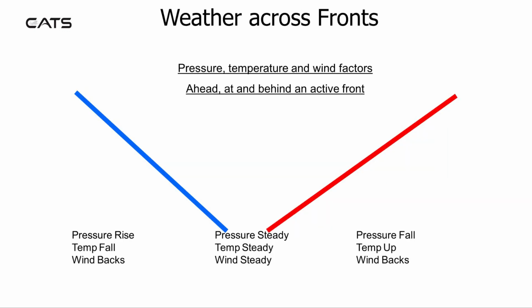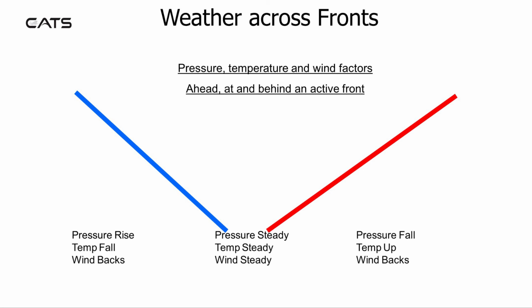Weather across fronts. Ahead of the warm front, pressure will be falling, the temperature will be up and the wind will be beginning to back. After the warm front has passed, the pressure will be steady, the temperature will be steady and the wind will be steady. And behind the cold front, the pressure will be rising, the temperature will be falling and the wind will back.